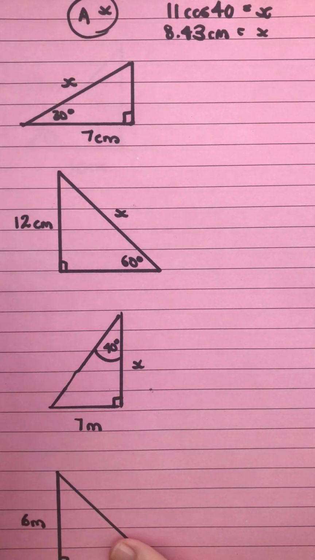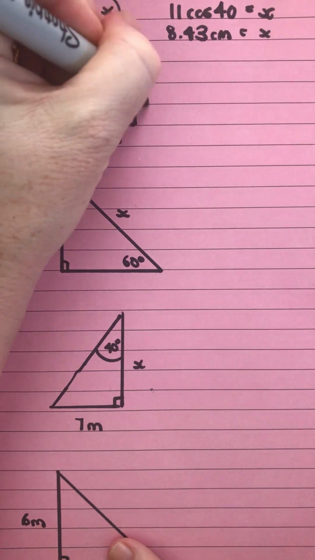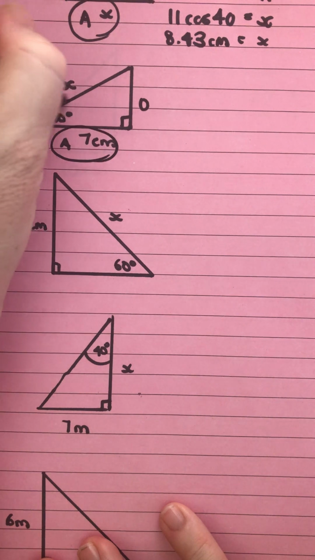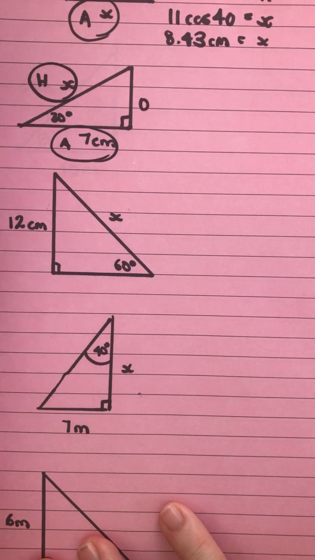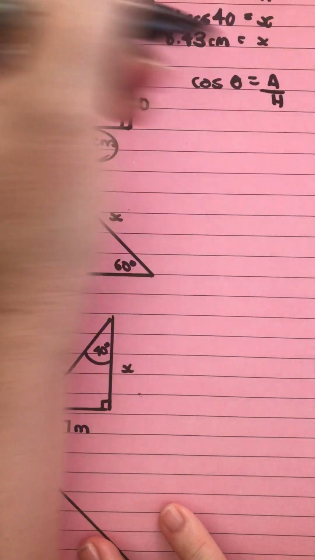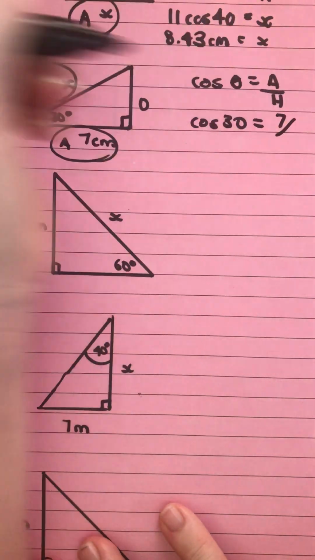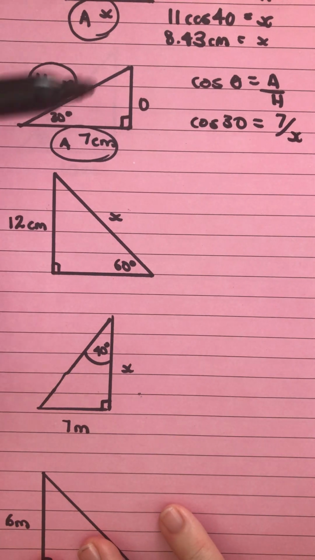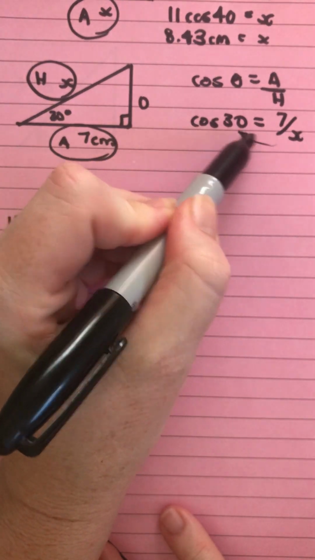So labelling my triangle, always our first step. So I've got A, O, H. And then I circle. So I've got AH, just like I had here. Cos theta equals A over H. So then I'm going to put in what I know, cos 30 is equal to 7 over x. Now this is where I've got an x on the bottom. Now I like to teach my students that they can just make it swap sides.